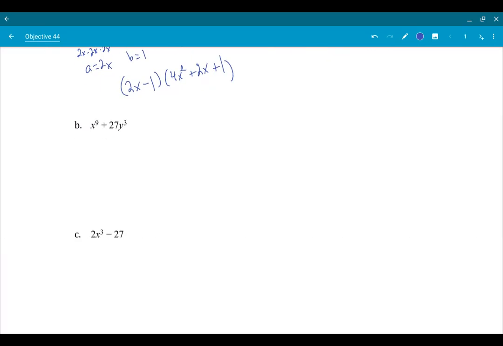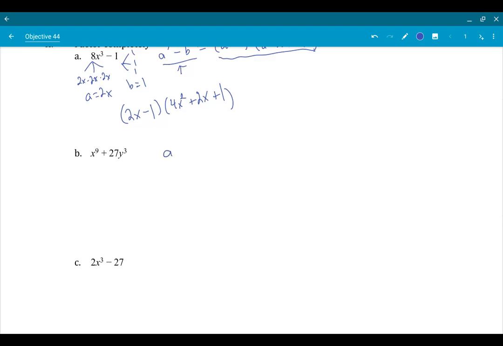Now, if we look at the next one, we're basically going to be using the same rule except using the addition symbols. So a cubed plus b cubed will factor into a plus b, a squared minus ab plus b squared. Same thing as before. Both of these are perfect cubes, and I can see that because x to the 9th breaks down into x cubed times x cubed times x cubed, and 27y cubed breaks down into 3y, 3y, and 3y. So that means our a is x cubed, and our b is 3y.